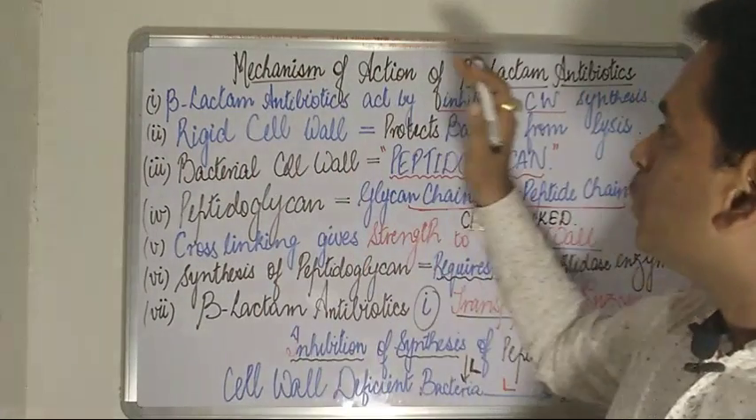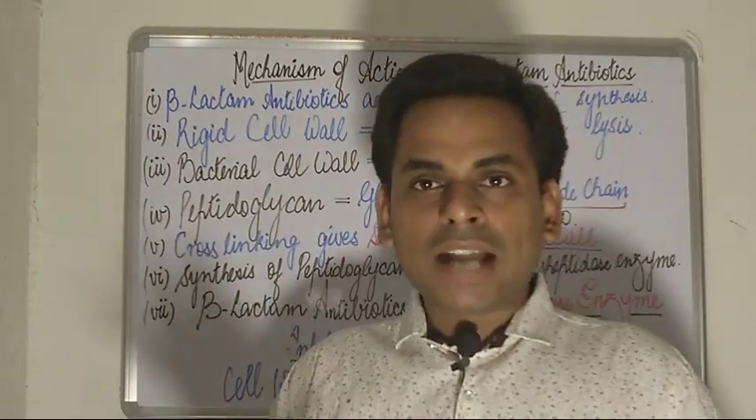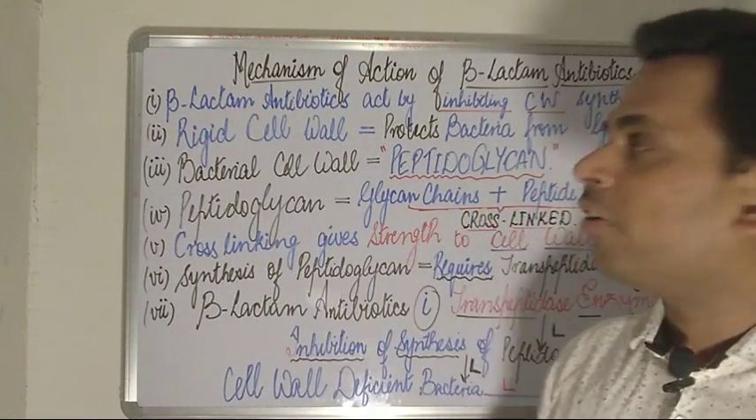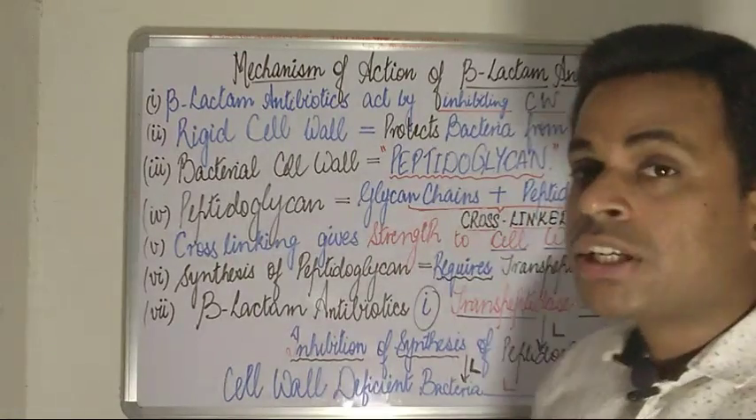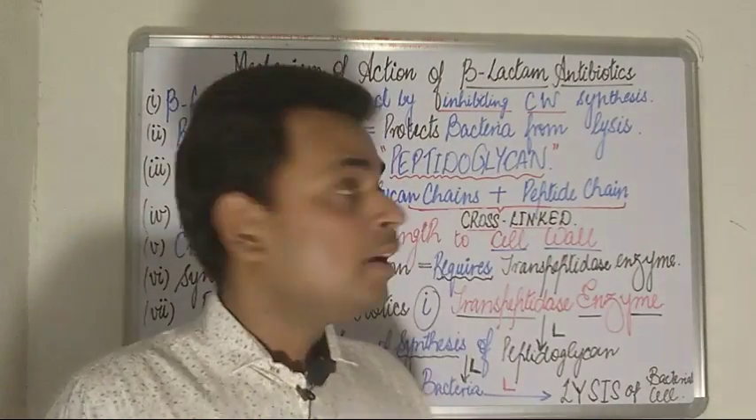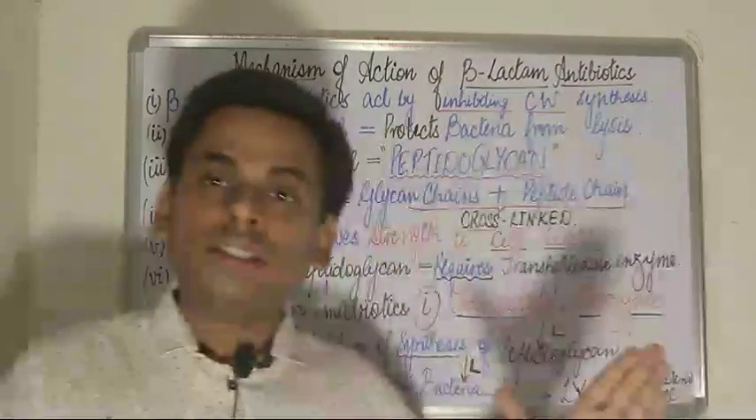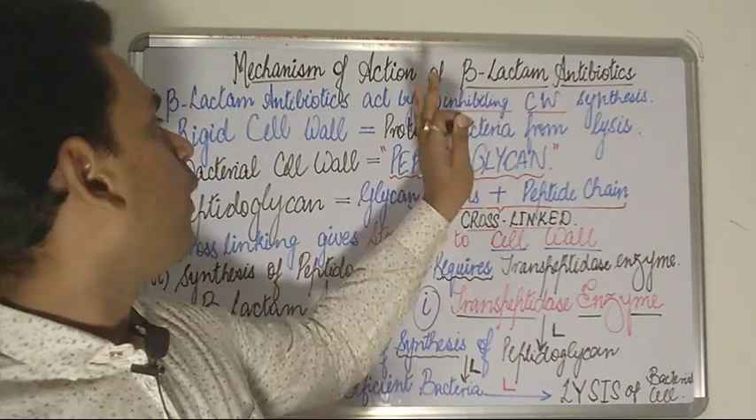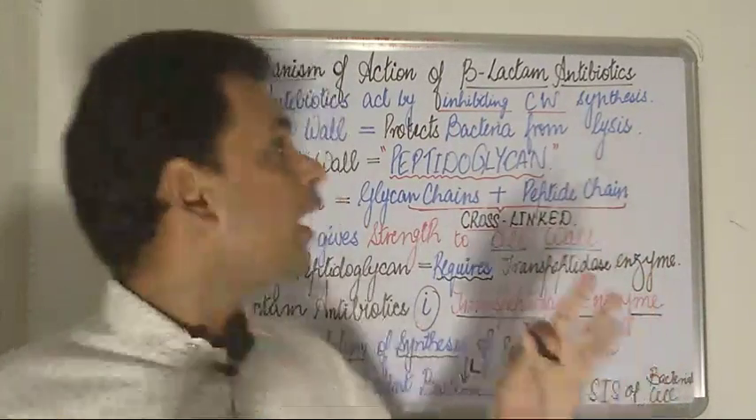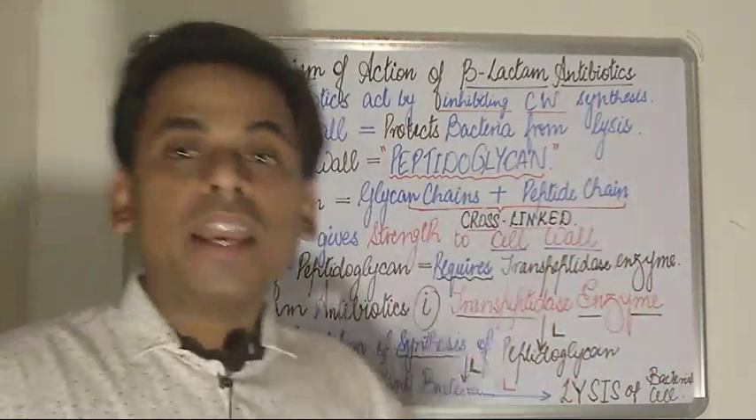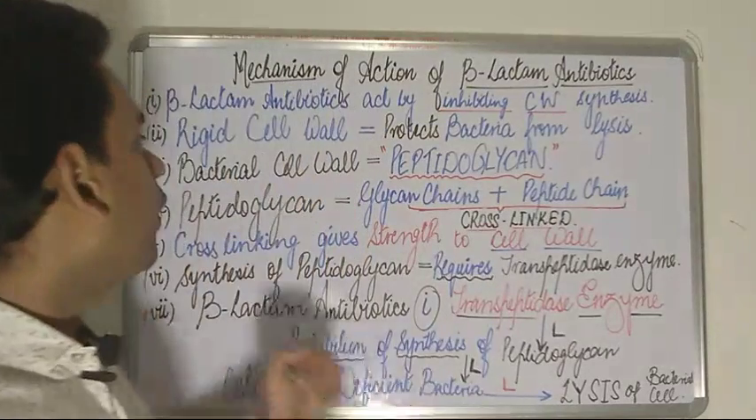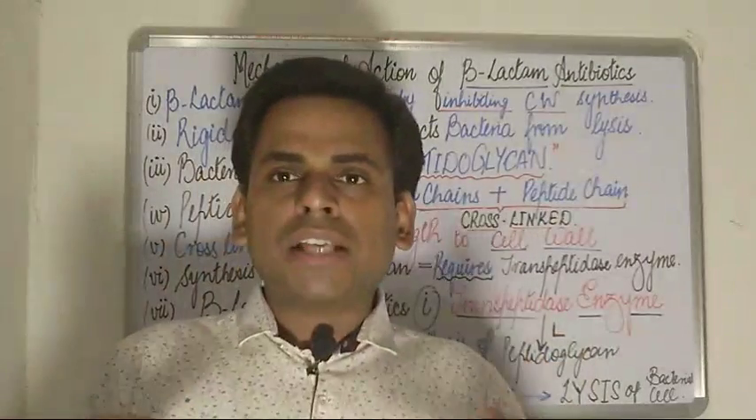So students, beginning with the topic: do remember that the beta-lactam antibiotics elicit their mechanism of action by inhibiting the cell wall synthesis of the bacterial cell. Beginning with the first point, the beta-lactam antibiotics act by inhibiting the bacterial cell wall synthesis. Moving on to the next.